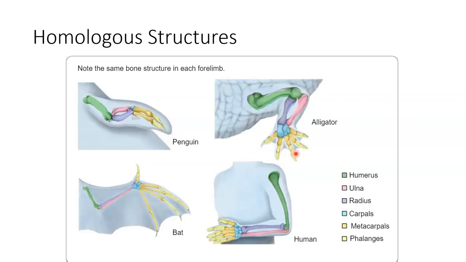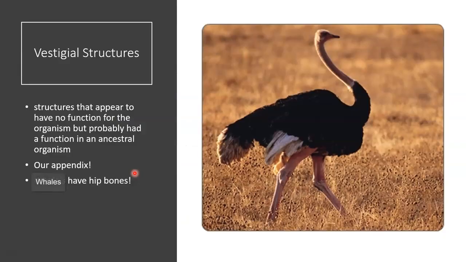The carpal, right? That's like your wrist. You can see it here in the human. Bats have it. Penguins have it. Alligators have it. Okay, so it's the same bone structure. Even though we're very different organisms, we still have homologous structures. So that indicates that a long time ago, there was some common ancestor that vertebrates descended from. Your humerus is your upper arm bone, right? We have one. Alligator has one. Penguin has one. Bat has one. So there's more evidence for evolution.